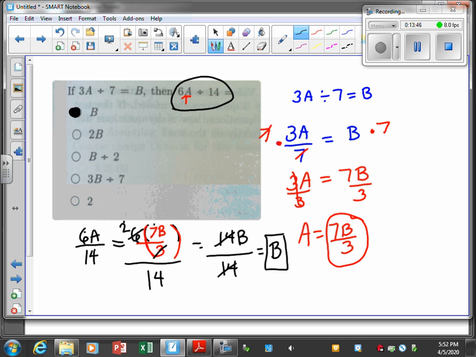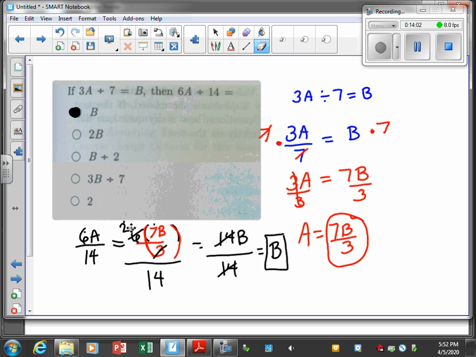So basically I used a substitution problem. And the first thing I did was I took the original one and I solved for a. And I got a to be 7b over 3. So then I went to the second equation and I plugged in a.